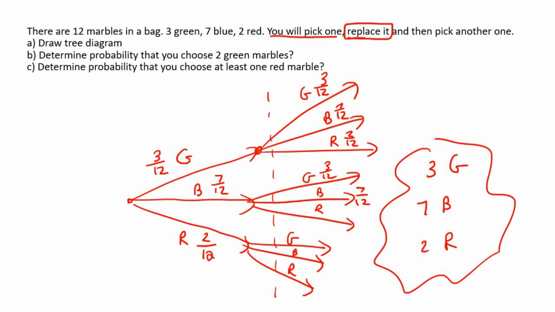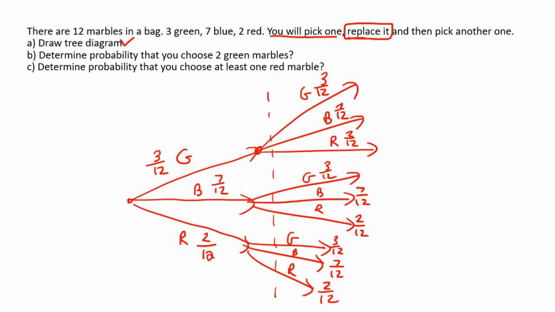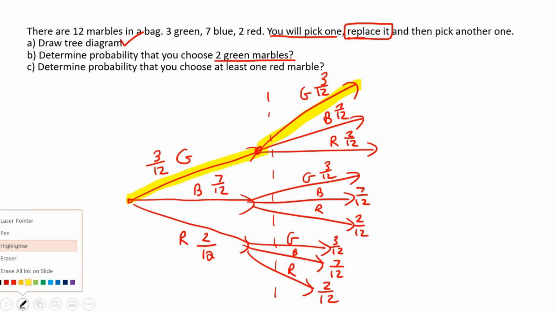Okay, this one is 7 out of 12, 2 out of 12, 3 out of 12, 7 out of 12, and 2 out of 12. Okay, first question. Well, we've done the tree diagram, done. Second question, or B. Determine the probability that you choose 2 green marbles. Okay, so green marbles would be this way, because I want to choose a green, so I go that way. And then I go this way, because I want to choose a green. If you went any other way, you wouldn't be getting 2 greens.